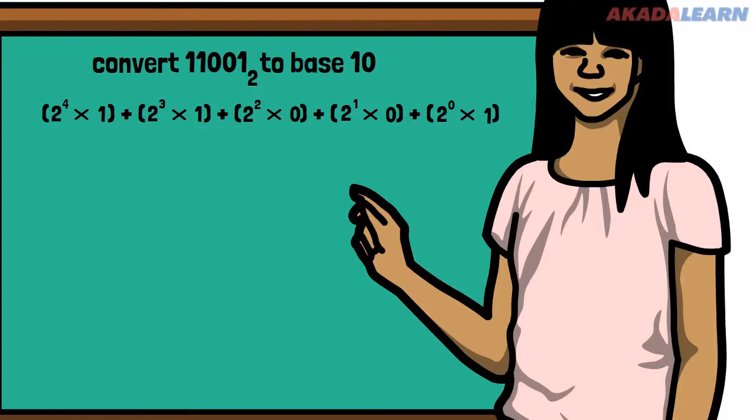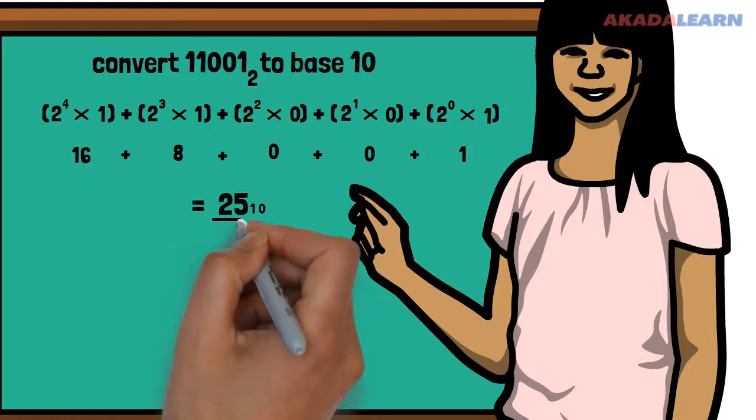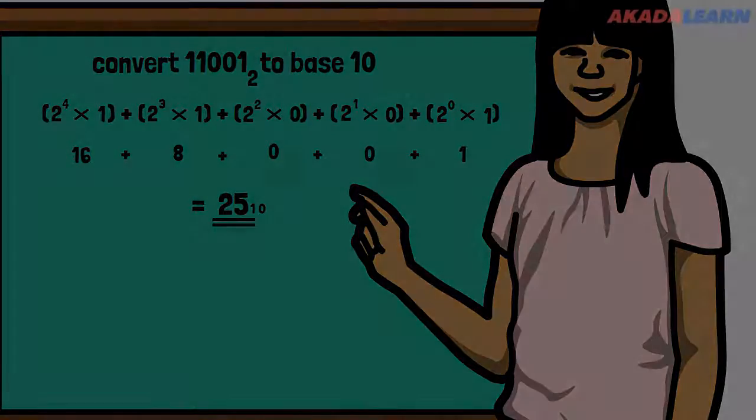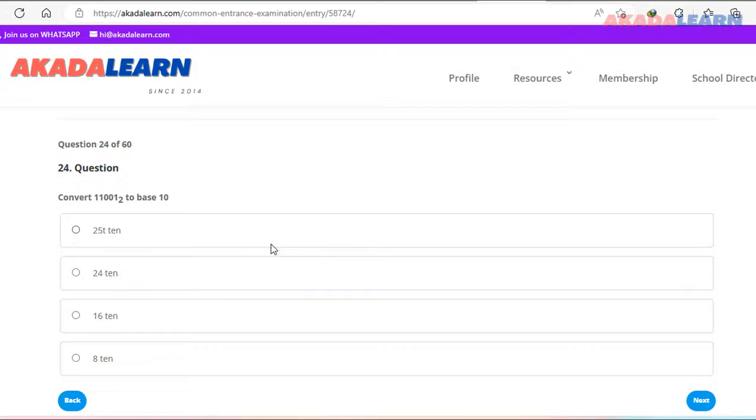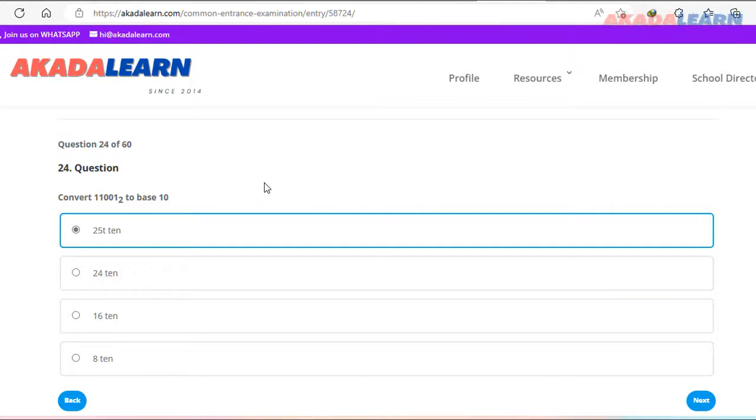So what's 2 raised to the power 4? That's 2 times 2 times 2 times 2. That's 16. Times 1, that's 16. Plus 2 raised to the power 3, that's 8. Times 1, 8. 2 raised to the power 2, that's 4. Times 0, 0. 2 raised to the power 1, that's 2. Times 0, 0. 2 raised to the power 0, that's 1. Times 1, 1. So we're going to add them all together. 16 plus 8 plus 0 plus 0 plus 1, which gives us 25, which is our final answer. So we can see that the answer is 25 in base 10.